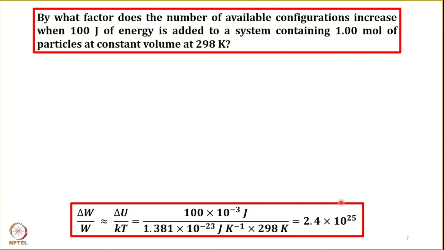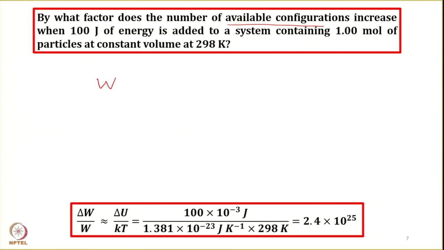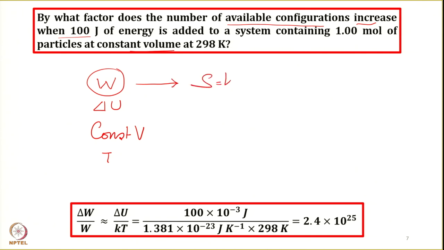So, the way to approach solving such questions is you look into the question and try to gather what information is given. They want to talk about available configurations. That means I must develop an equation, connect W with something which is given to me. Increase in energy, that means I am talking about delta U. Constant volume conditions. These three pieces of information are given, and finally temperature is given. Next, look for W, which is connected to S, S is equal to K log W. That will help me.